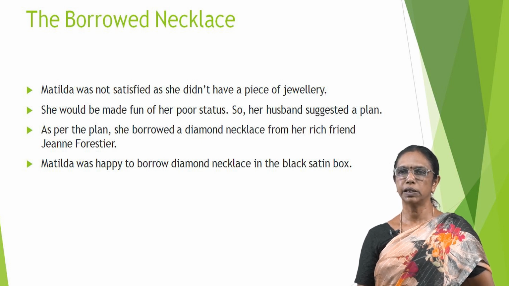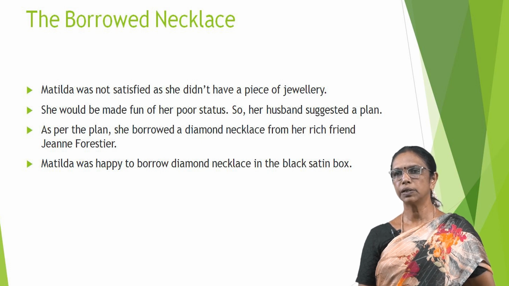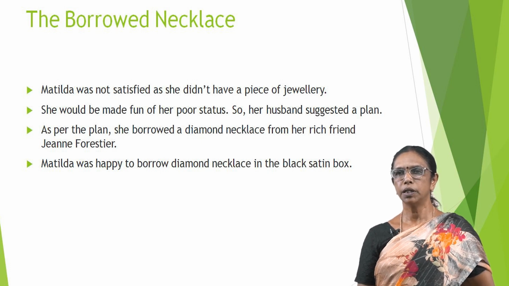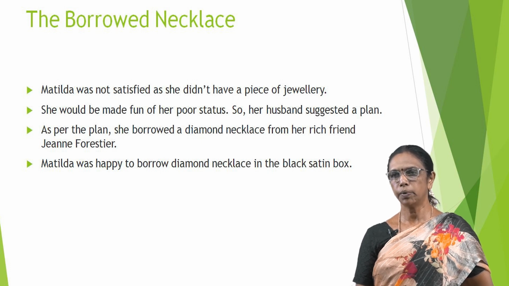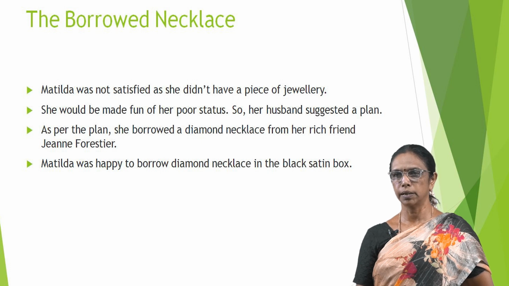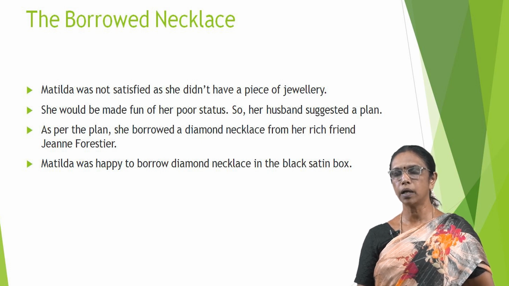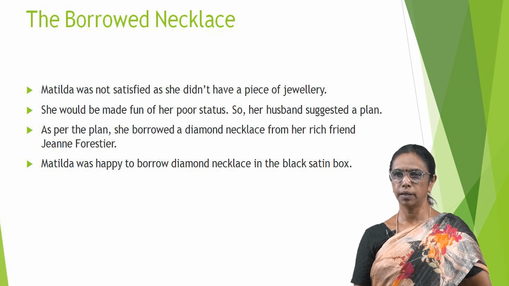Matilda was not satisfied and she didn't have a piece of jewelry. Since she is from a middle class family, she didn't have any jewels with her. So she was craving for that; she got a gown, but she has no jewelry. But her husband said that he could get a jewel from her friend. She thought that many people would make fun of her poor status if she went without a jewel.